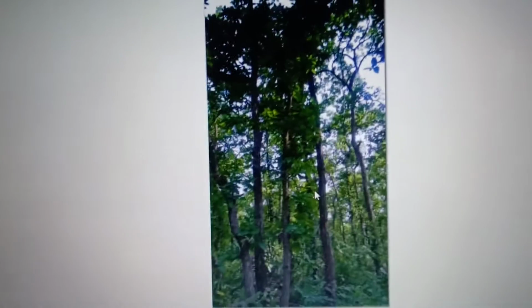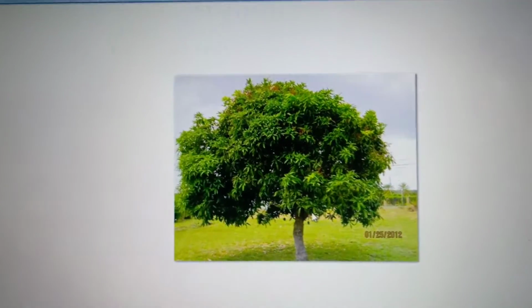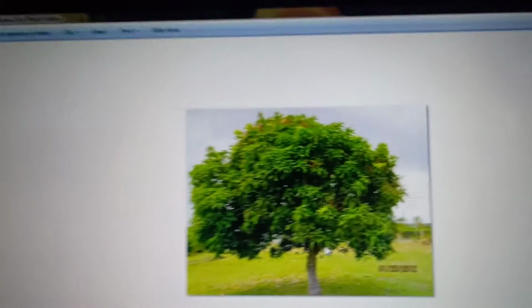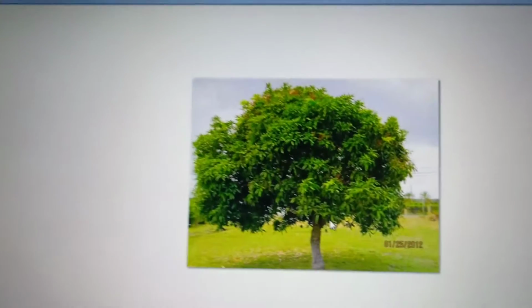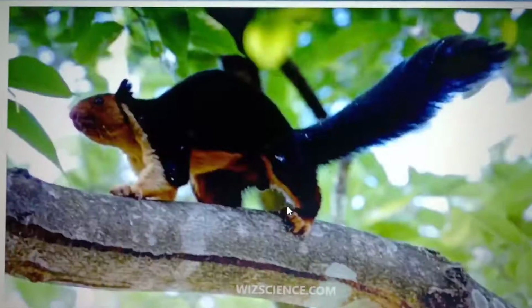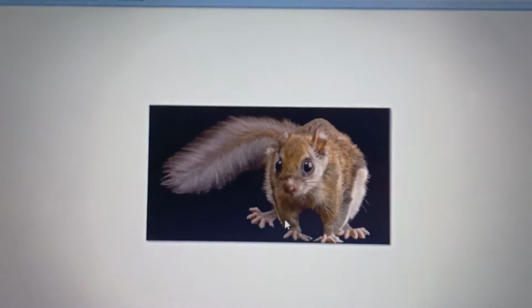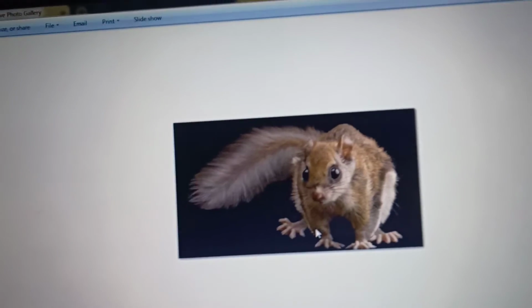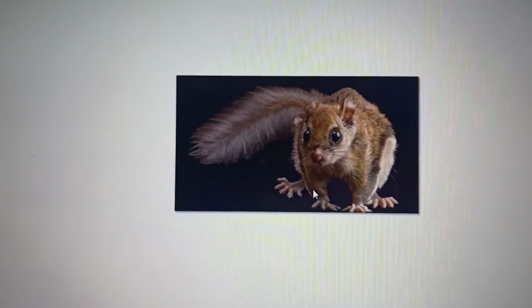This is a sal tree, and you can see a mango tree. This is the first one. We saw sal tree and the wild mango. They are endemic flora. And some of the animals we'll see. This is bison, then Indian giant squirrel, flying squirrel. These are all endemic species. See, these species are just exclusively seen in a particular area.